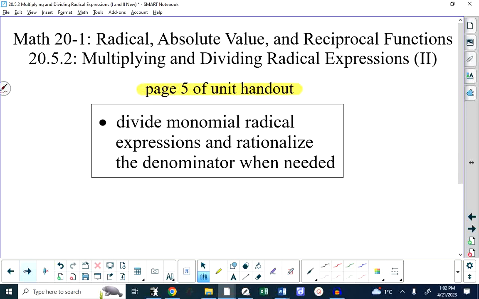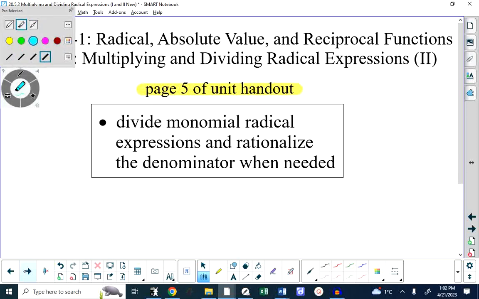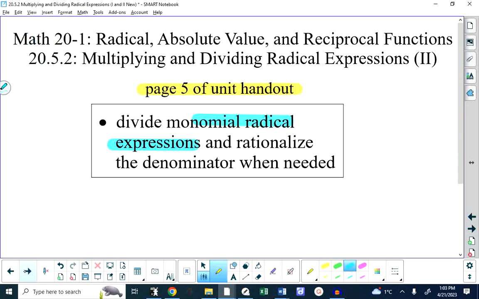I already talked a little bit about dividing rational expressions earlier today, but this is the difference. Today we're going to be focusing on dividing monomial radical expressions. What does that mean? It means there are not any pluses or minuses. We're going to be dividing things like root 84 divided by root 2, or 3 root 8 divided by 2 root 3.